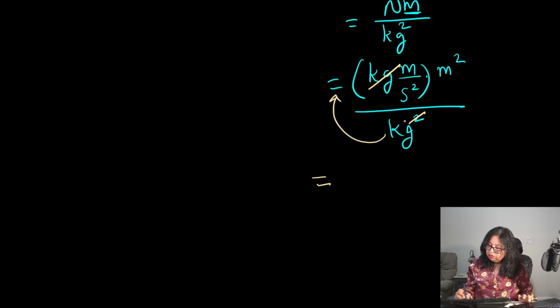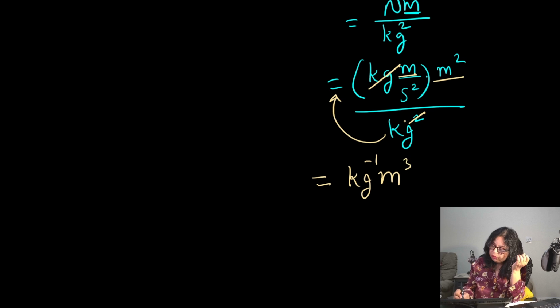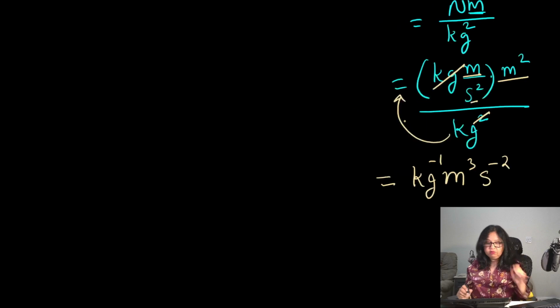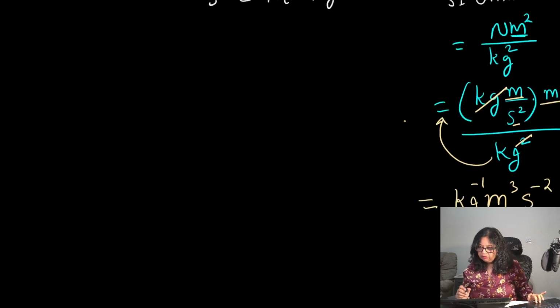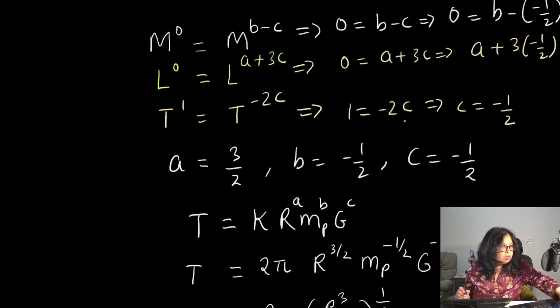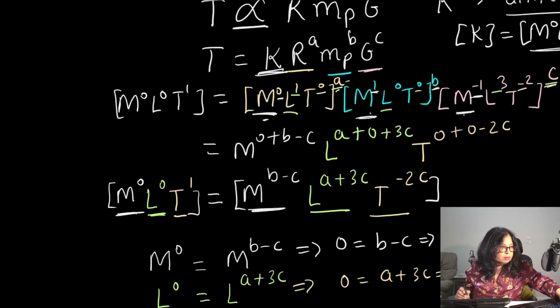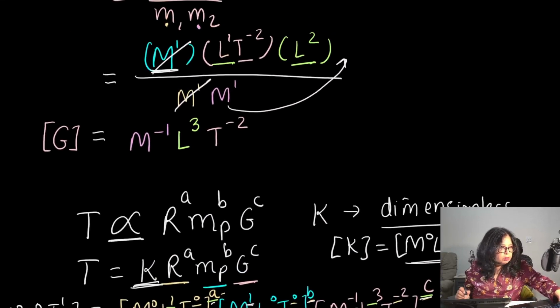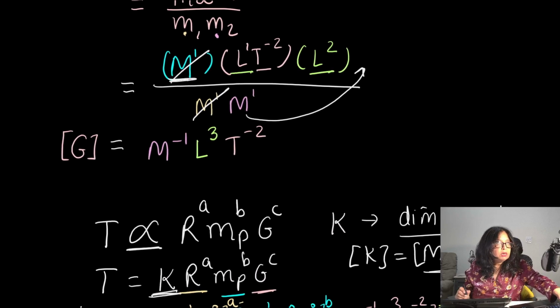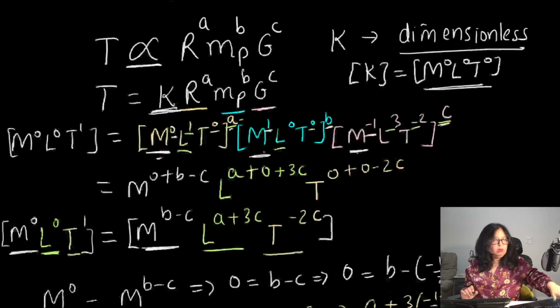This kilograms goes upstairs and becomes kilograms to the power minus 1, times meters, meter squared gives you meter cubed. The second squared gives you second to the power minus 2. Now, that is minus 1, 3, minus 2. We have already determined the dimensions of G right here. Minus 1, 3, minus 2 right here. So it's the same thing.